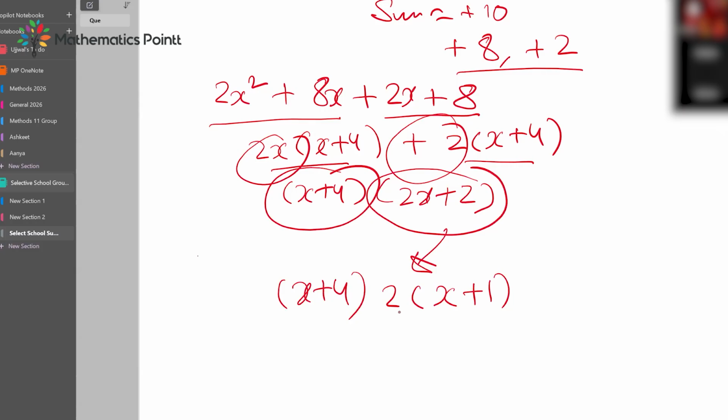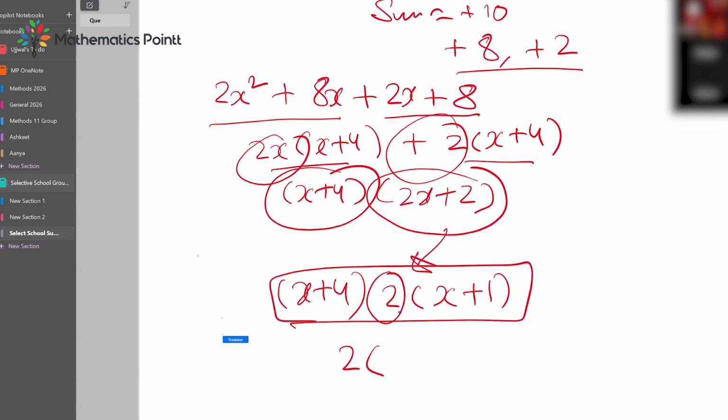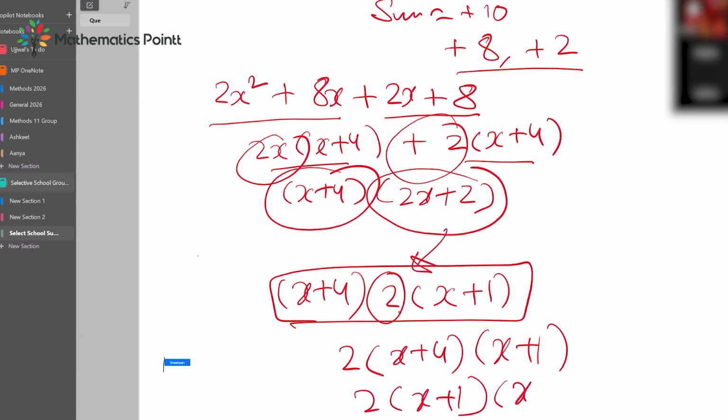Now, in the world of factorization, you can write it in any order, it doesn't really matter. But the convention is you write the numbers first, and then you write the expression. And it could be in any order. You can write it like this as well. You see, my handwriting is great.